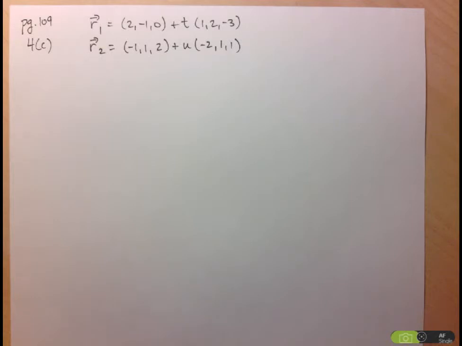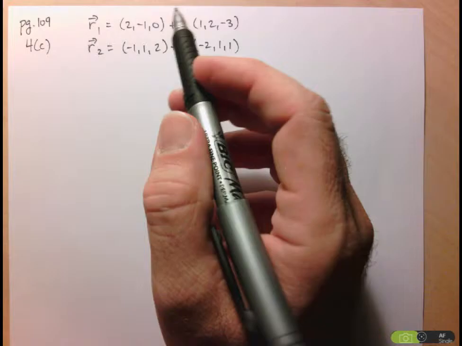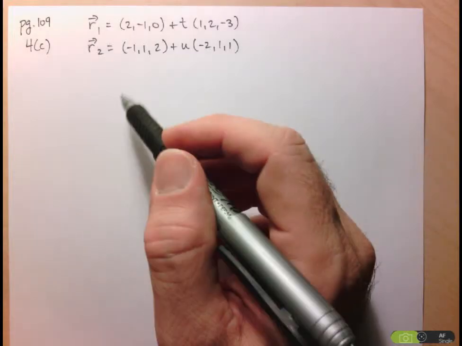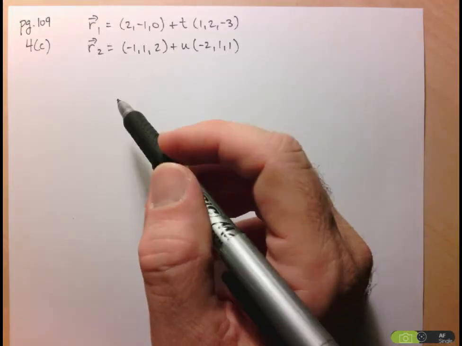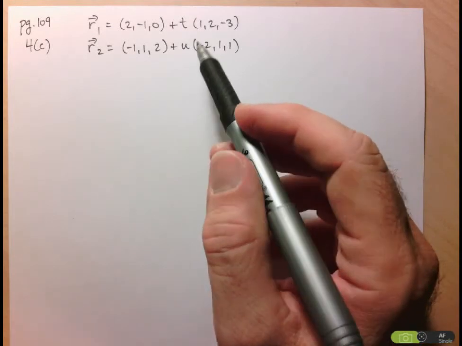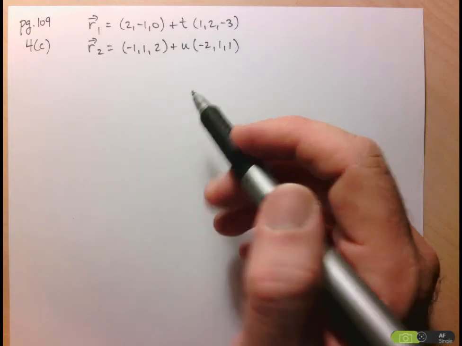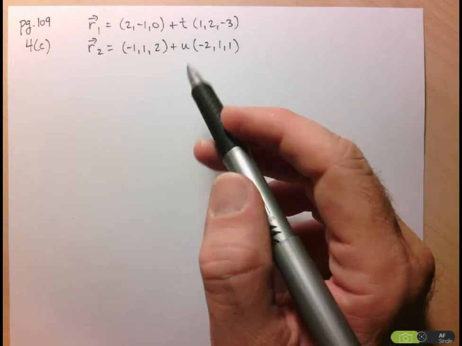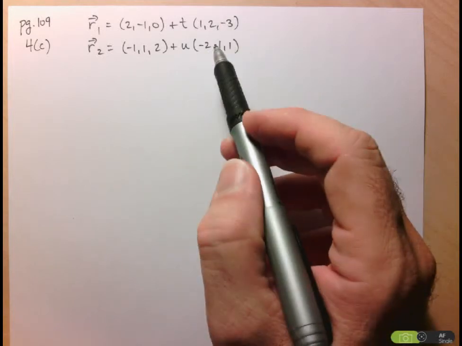Hi folks, we're going to take a look at question 4C on page 109. So they give us the equations of two lines in 3D, and they want to know whether they intersect, and if they do, find the intersection, and if not, are they parallel or skew lines. So the best way to begin any one of these problems is to look at the two direction vectors.